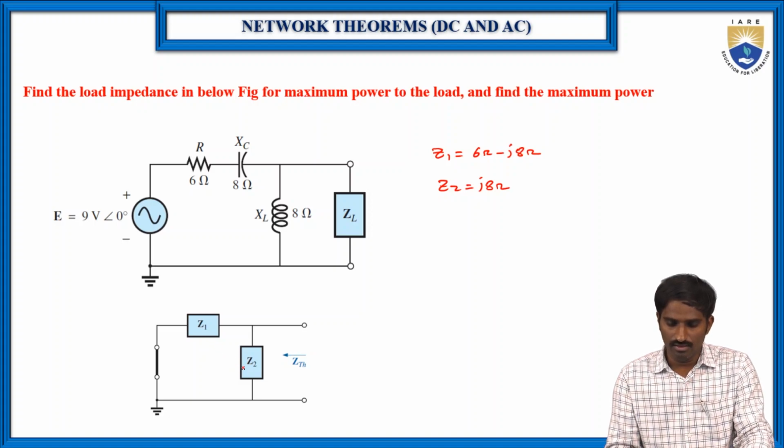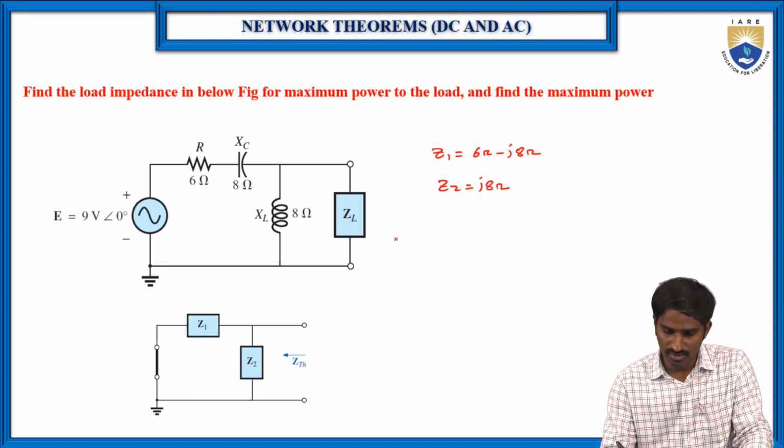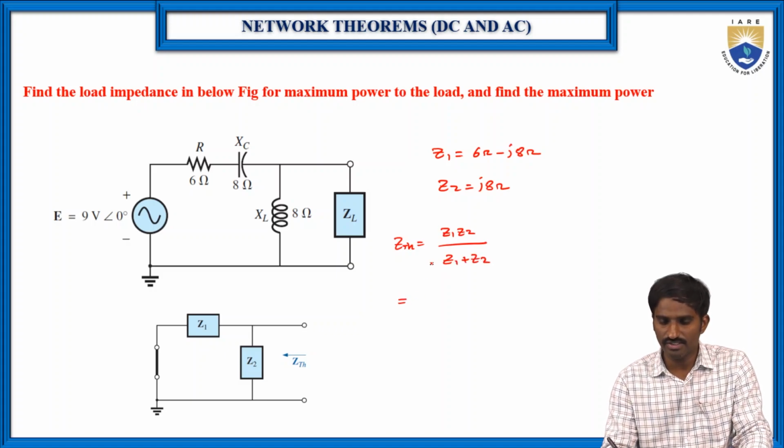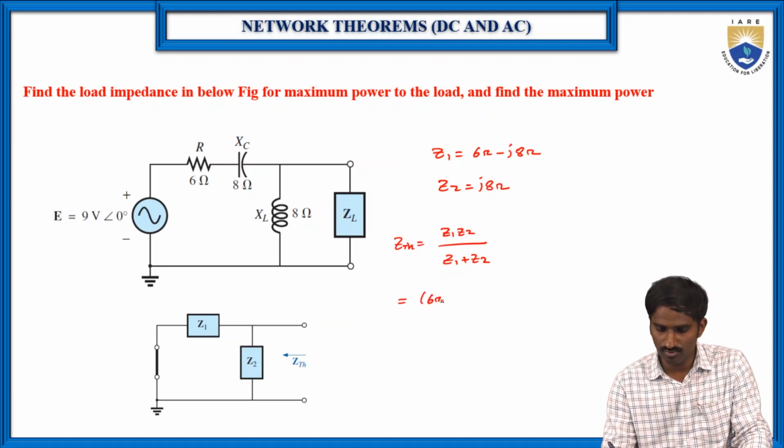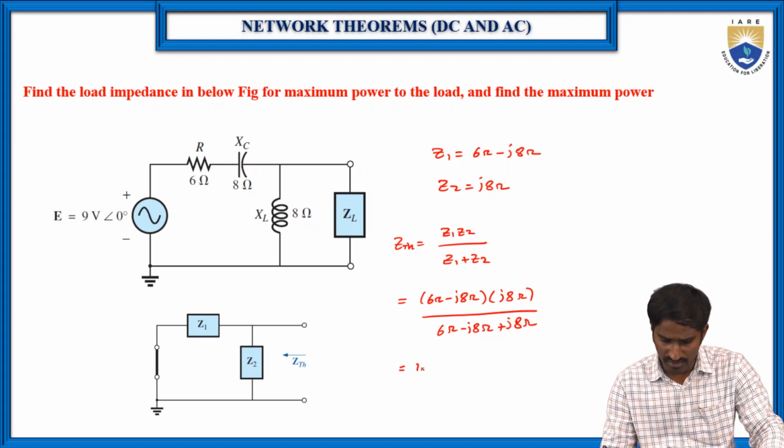Now this is the equivalent circuit to find the Z Thevenin's. From this figure, you can say Z1 and Z2 are in parallel, so Z Thevenin's is equal to Z1 Z2 by Z1 plus Z2. Then substitute the values of Z1 and Z2 here. Z1 is 6 ohms minus J8 ohms, into Z2, which is J8 ohms, divided by Z1 again, 6 ohms minus J8 ohms, plus J8 ohms. Just simplify this, then you will finally get the value, which is 10.66 ohms plus J8 ohms. So this is the Z Thevenin's value.